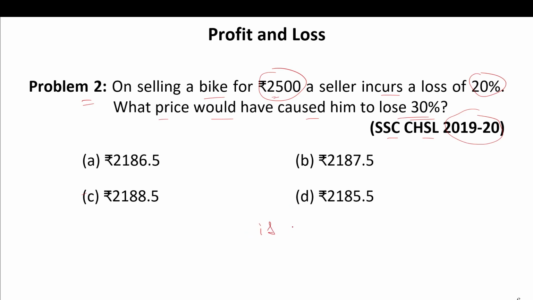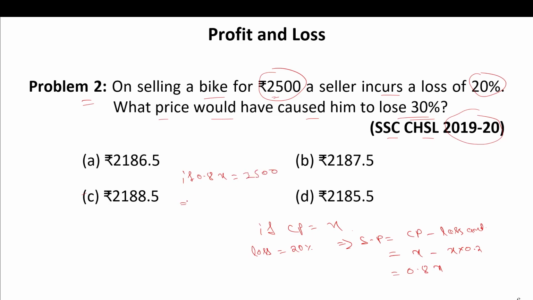If CP is equal to x and the loss is 20% as given, then SP is equal to CP minus the loss amount. How do we calculate the loss amount? CP is x, so the loss amount is x into the loss percentage, that is 0.2, the percentage in decimal form. So SP is equal to 0.8x. If 0.8x is equal to 2500, then x is equal to 2500 by 0.8.